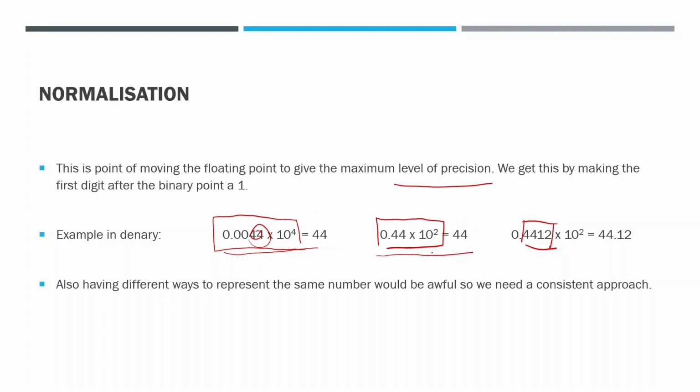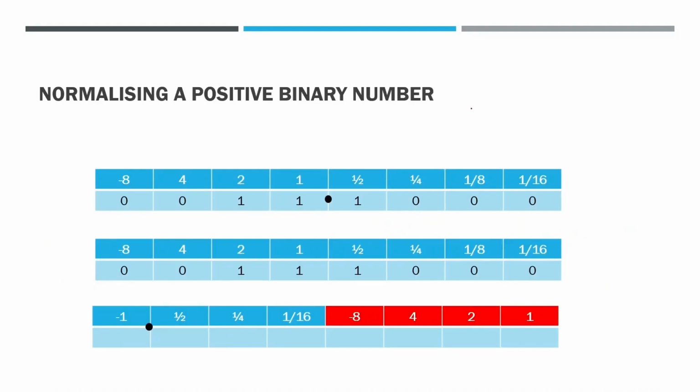And also, it's not a good idea to have different ways to represent the same number. Like, you couldn't check if those numbers were equal because technically they're different numbers. They add up to the same thing, but that's annoying, right? So this is a process called normalization, okay? So how do you know if a number is normalized or not?